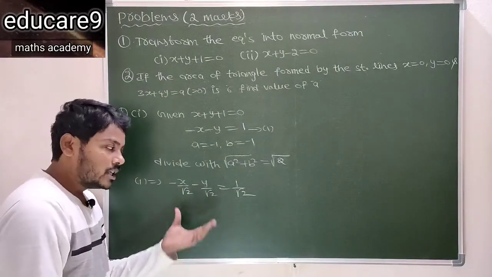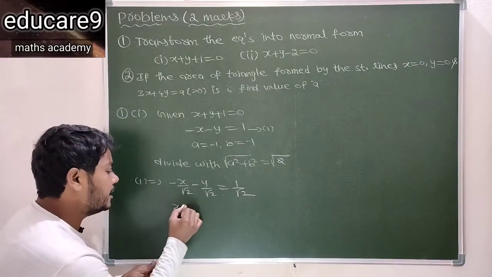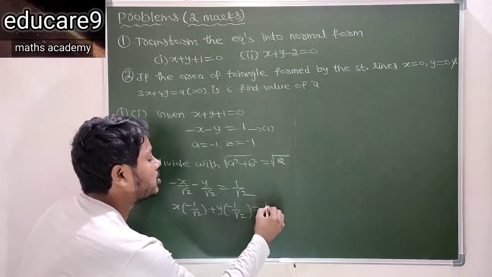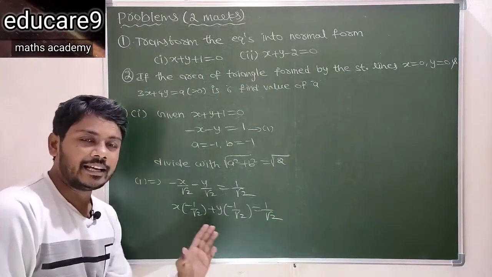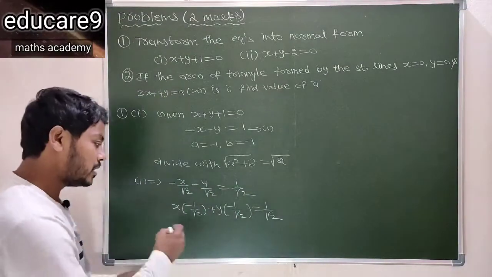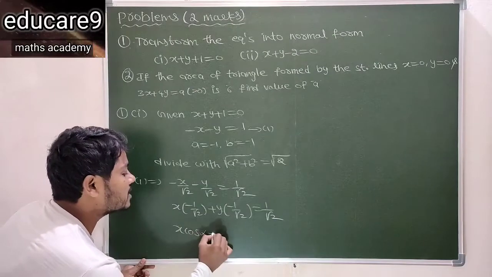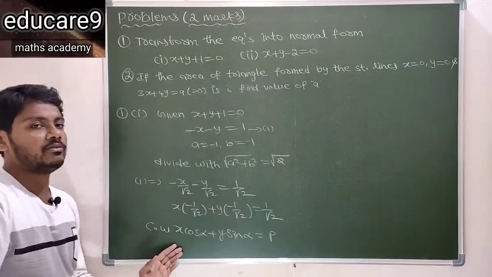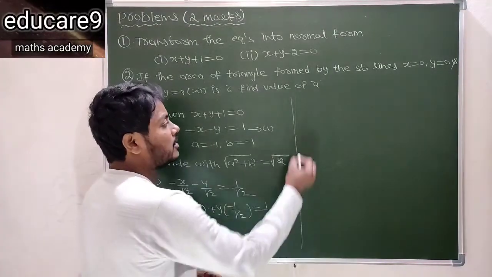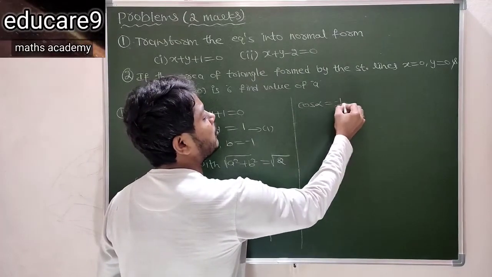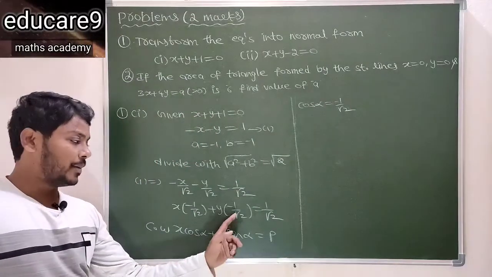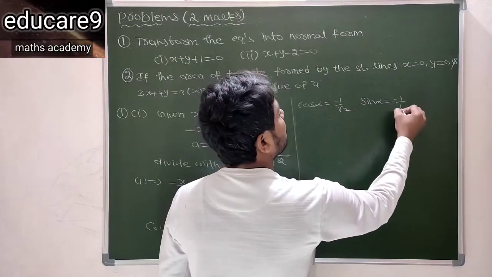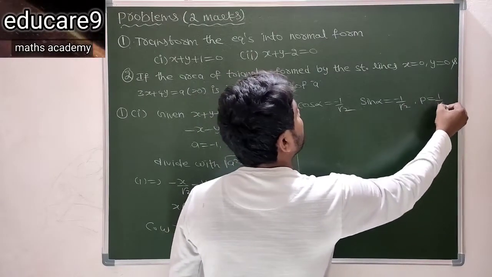Now this equation can be written as x into minus 1 by root 2 plus y into minus 1 by root 2 is equal to 1 by root 2. So clearly it is in the form of x cos alpha plus y sin alpha is equal to p. Comparing the above equation with this, clearly cos alpha is minus 1 by root 2, and sin alpha is minus 1 by root 2, and p is 1 by root 2.